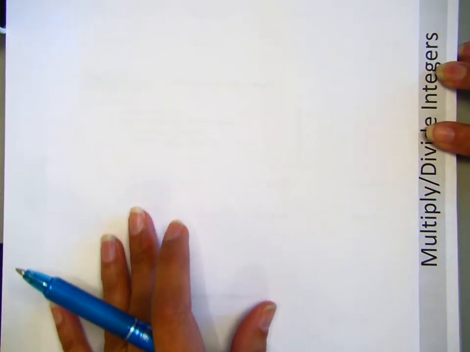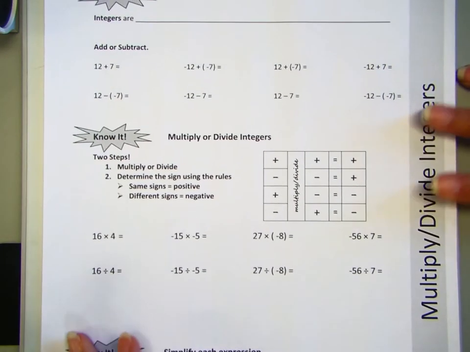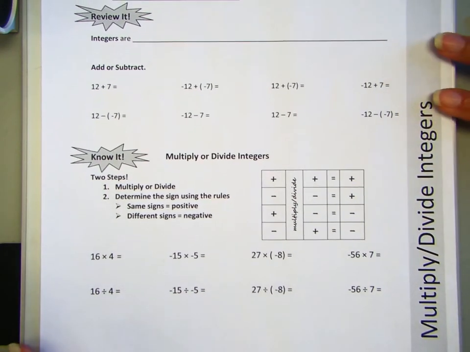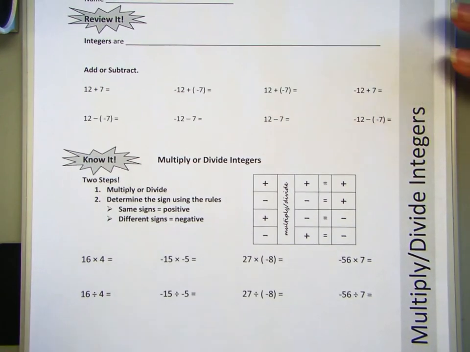Today we're going to talk about multiplying and dividing integers. So get your note sheet and a pencil and let's get started. The first thing that we need to do is the review it section at the top. We've already learned to add and subtract integers, so take a few minutes to practice adding and subtracting. Pause the video if you need to and complete this section.